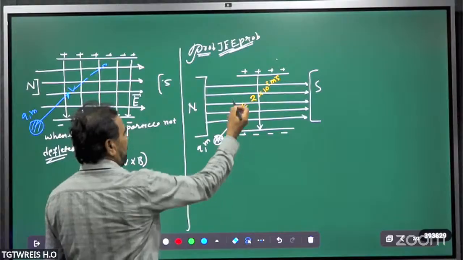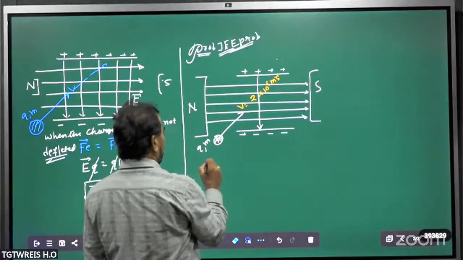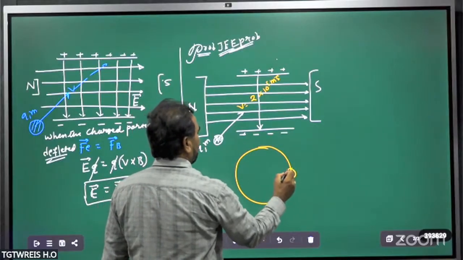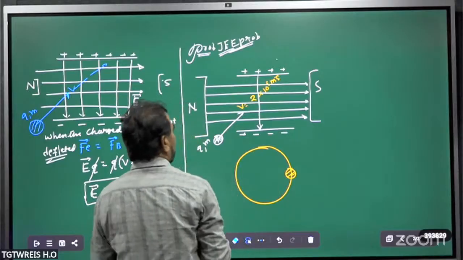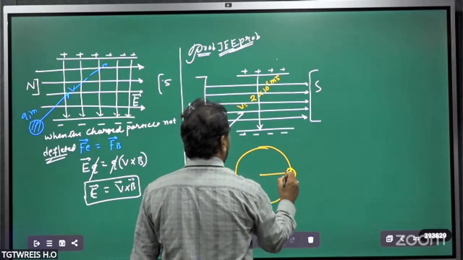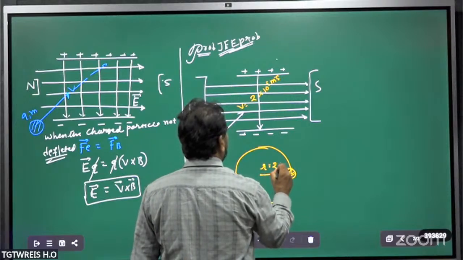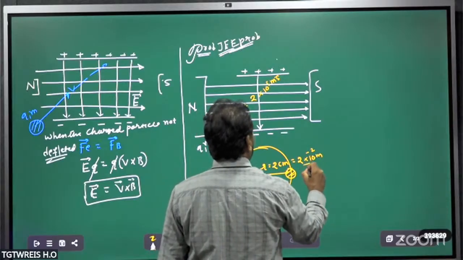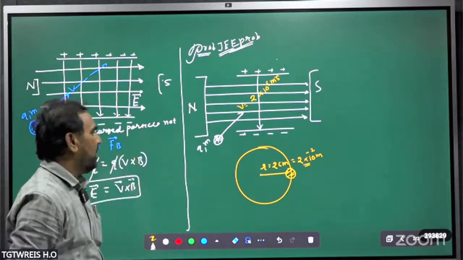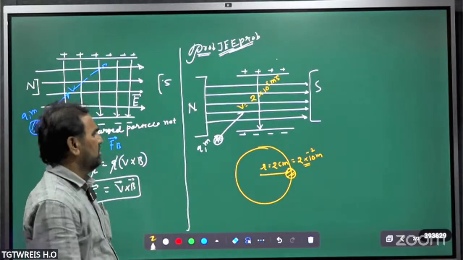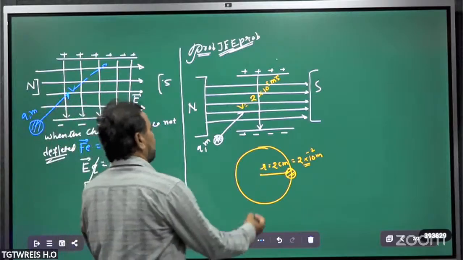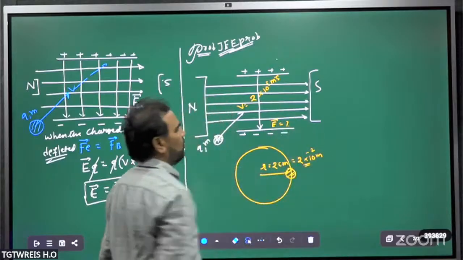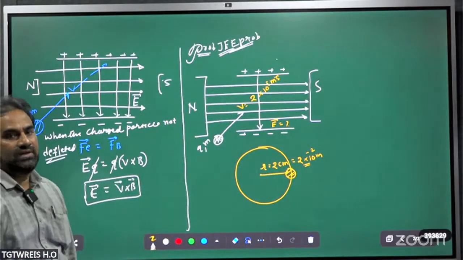Okay, when the electric field is switched off, the charged particle is moving in a circular path of radius r equal to 2 centimeters, that is 2 into 10 to the power of minus 2 meters. Then find the magnitude of the electric field. Initially, how much electric field was applied also has to be found. Find the magnitude of the electric field.